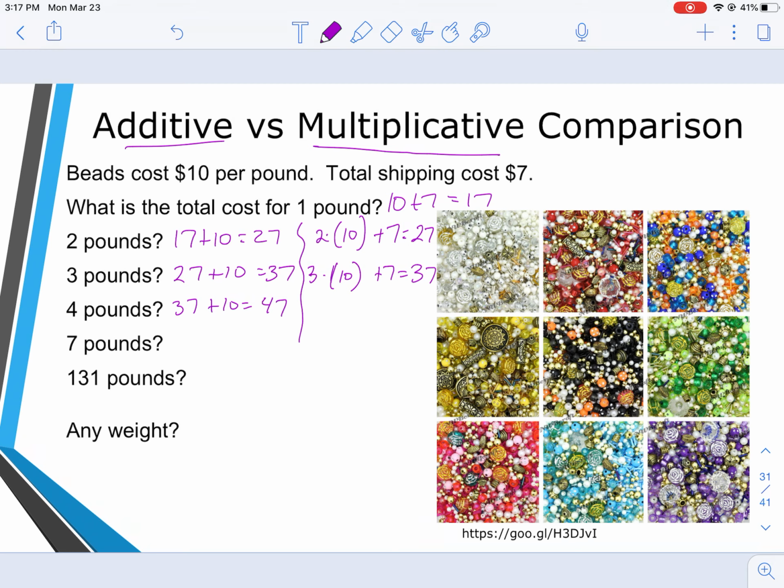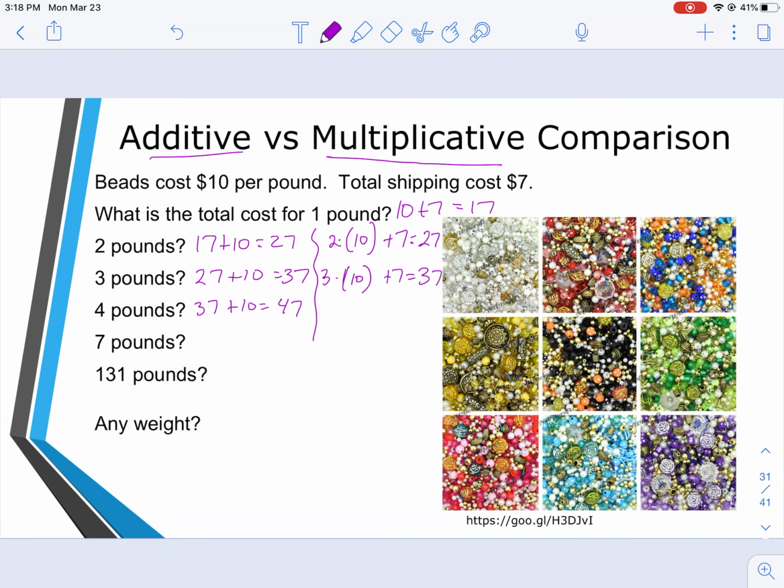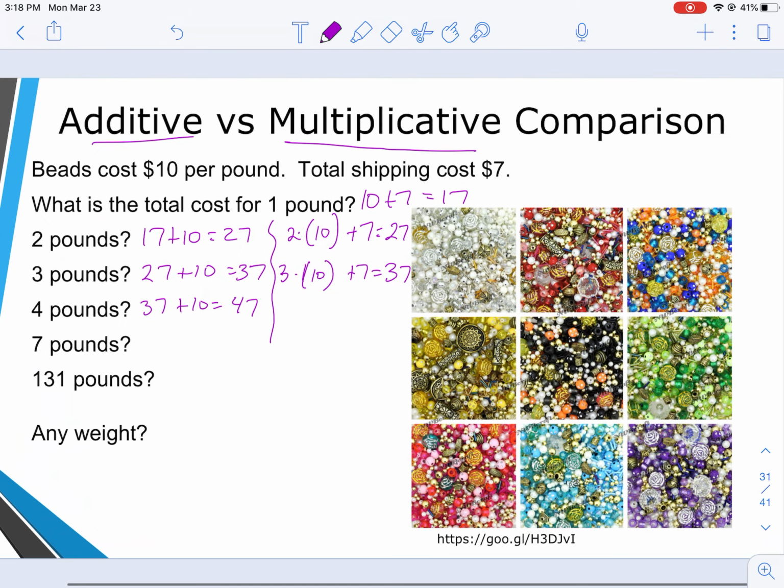Here, I'm going to skip to 7 pounds. For the additive person, this might be a little tricky. They may just take 47 that they had from 4 pounds and add 10, 10, and 10 to get to 77. For the multiplicative person, they're just going to think 7 pounds of beads times 10 plus 7, that gives me 77. And then we see this 131 pounds.